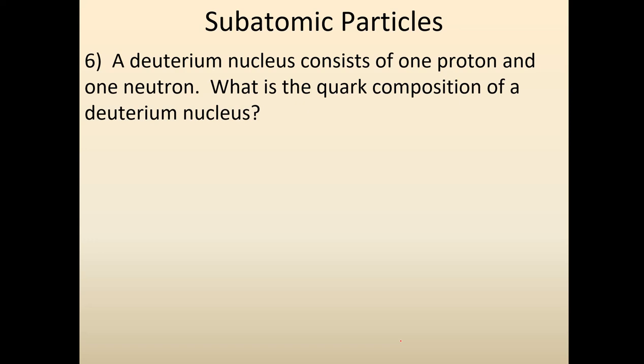So they say a deuterium nucleus is one proton, one neutron. Deuterium, if you didn't know, is an isotope of hydrogen. So this is a hydrogen atom that has an extra neutron. So protons we already found have up, up, down, and neutrons are up, down, down. So if we combine them, a deuterium nucleus will have 3 ups and 3 downs. That's pretty much it.